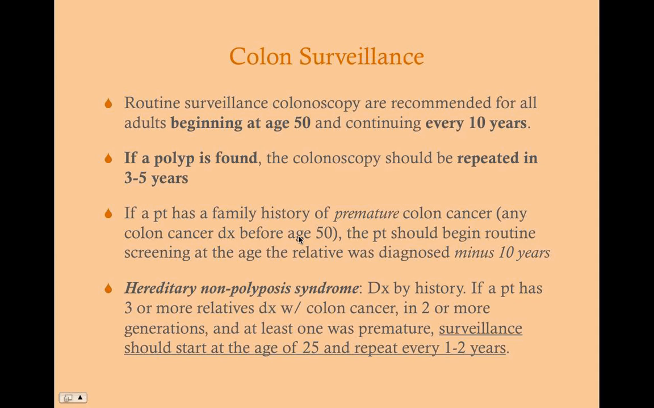If a patient has a family history of premature colon cancer, then you're going to start colonoscopy screening at whatever age that relative was diagnosed minus 10 years. So if your mom was diagnosed with colon cancer at age 48, then you're going to be getting your very first colonoscopy at age 38. And then you're just going to be continuing every 10 years, and if a polyp is found, then you repeat every 3 to 5 years. It's the same surveillance. So the only thing that changes if you have a family history of premature colon cancer is the age you start doing the surveillance.